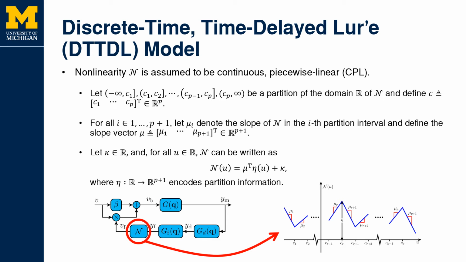The nonlinearity N is assumed to be continuous piecewise linear. As such, we can define a domain partition represented by vector c, the slope vector mu, corresponding to the slope in each partition interval, kappa, which determines the range offset, and function nu. This allows us to write the nonlinearity in a compact form.